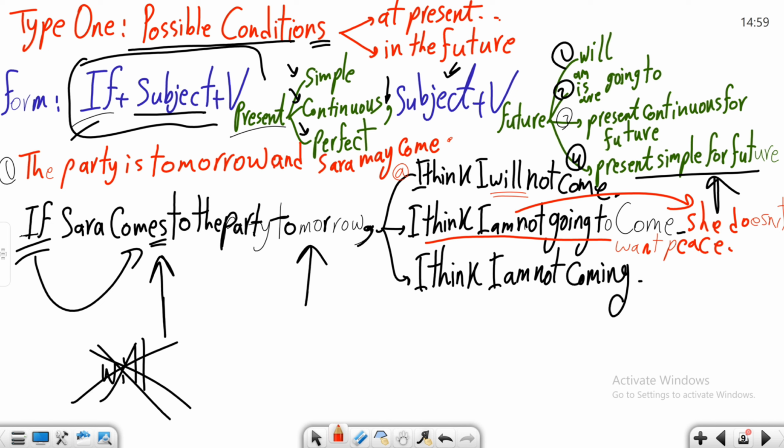And then the last or the third way is to use, if Sarah comes to the party, I think I am not coming. And here, my friends, I don't need to give a reason because we use a present continuous for future to talk about a personal decision.